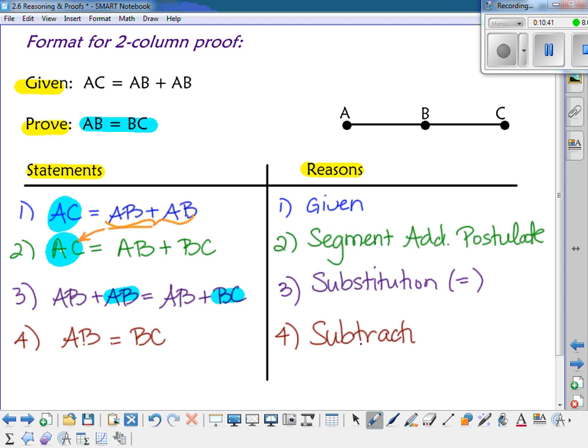So all a proof really is, is a puzzle. How can I get from where I'm starting to where I want to finish? What logical progression can I make based on what I already know in geometry? We're going to do one more example of a proof.